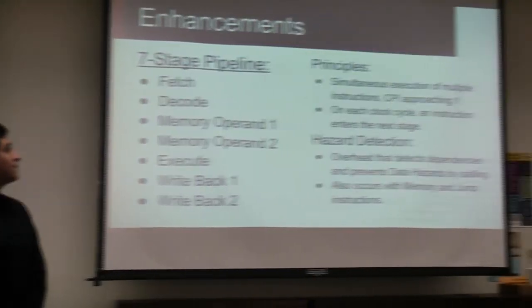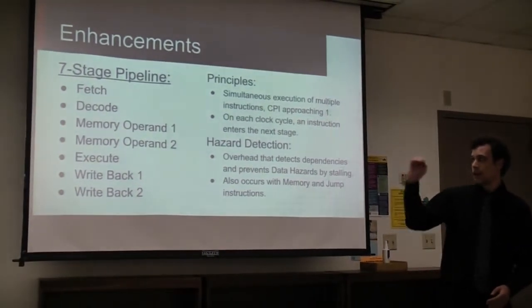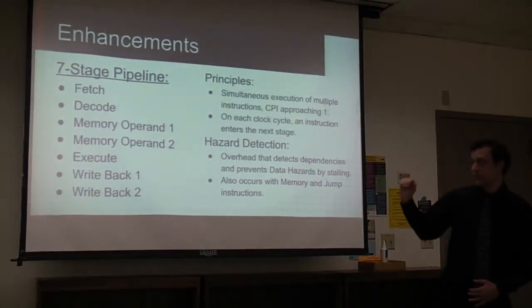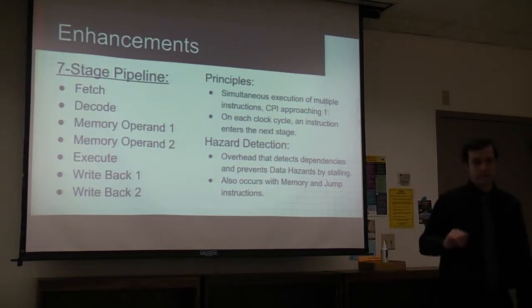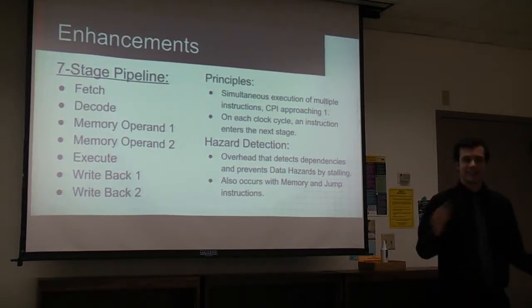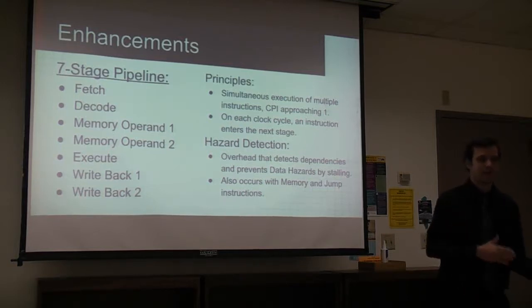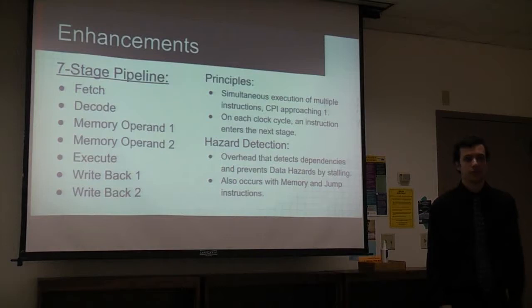Alright, so now we're going to get into our enhancements. We have a pretty standard 7-stage pipeline. Our first 2 stages are, of course, fetch and decode. We then have our memory operand stages, our execute stage, and our write-back stages. Now, as you know, the principle of a pipeline is that on every clock cycle, an instruction is fetched, and other instructions are sent down different stages through the pipeline. This allows for simultaneous execution of multiple instructions to approach a CPI of 1.